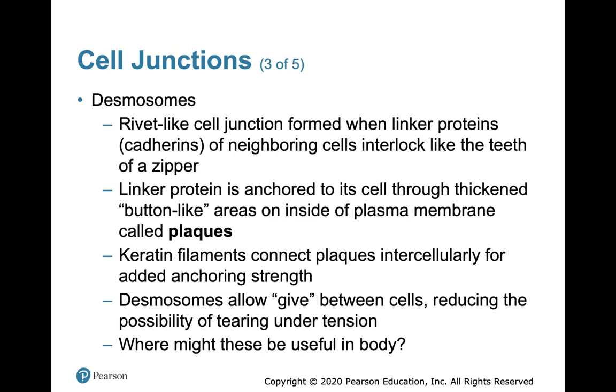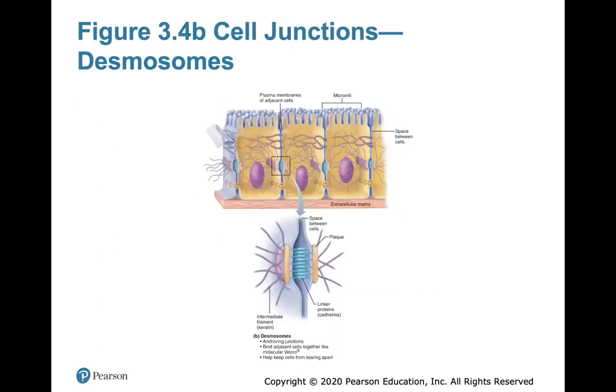These kind of form plaques or button-like plaques. So this is a look at desmosomes. They're anchoring junctions. They bind adjacent cells together like Velcro, so they help keep cells from tearing apart.